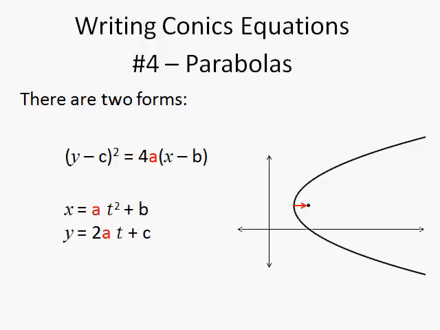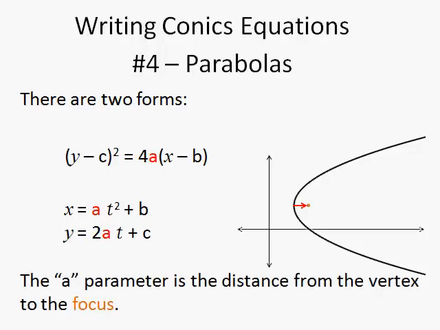And added as a complication from last year is we, instead of writing some constant, we write 4 times a, where a is the focal length of the parabola, and that applies both in this form and in both versions of the parametric form. You need to know the focal length to write the parametric version. It is the distance from the vertex to the focus.